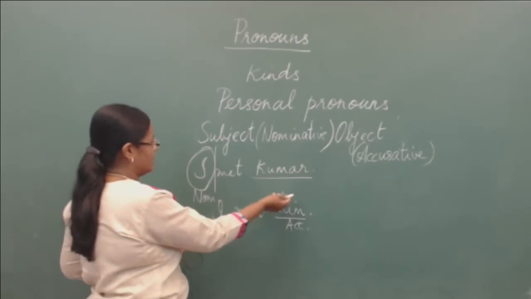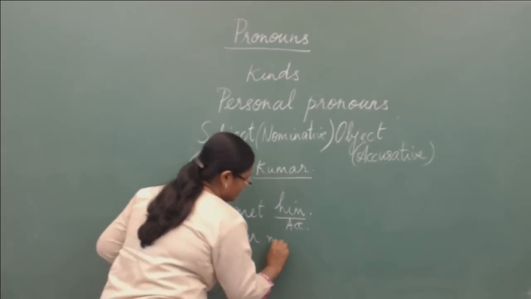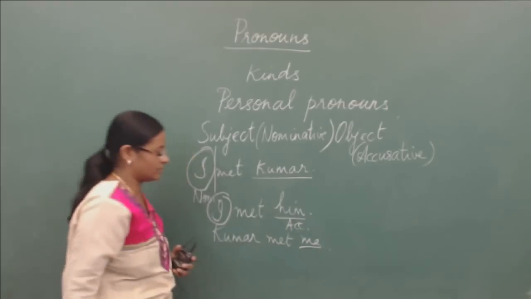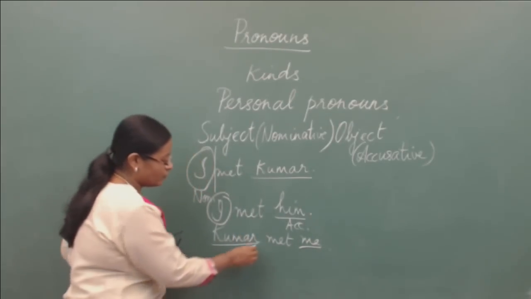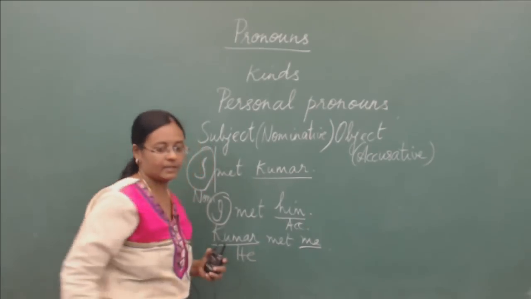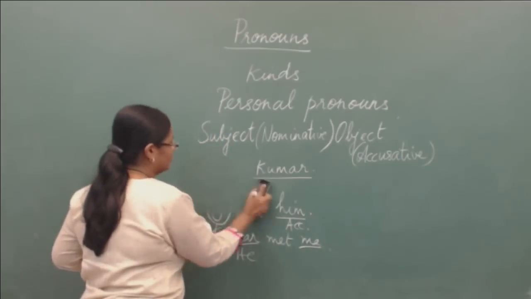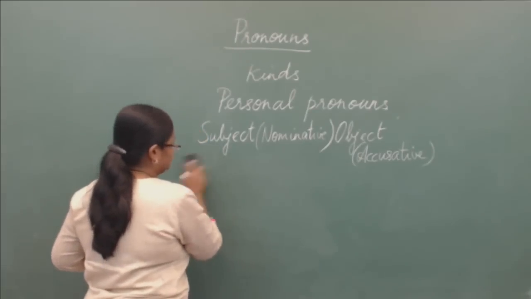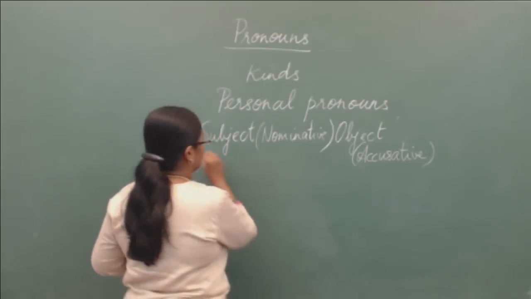Suppose you want to say, Kumar met me. So the I becomes me when it comes to the object position. Similarly, if you are going to substitute a pronoun for this noun Kumar, we will use the word he. Right? I hope it is clear. These are simple things which we already know. Even if we are not aware of the terms, we know by usage where to use what.